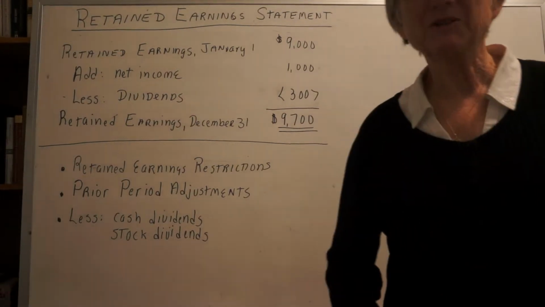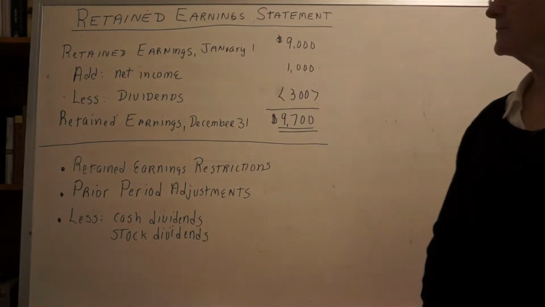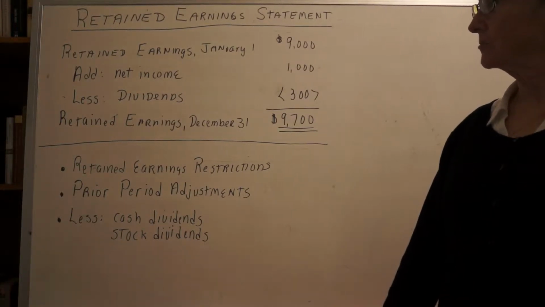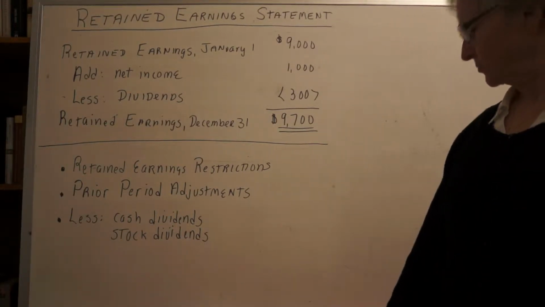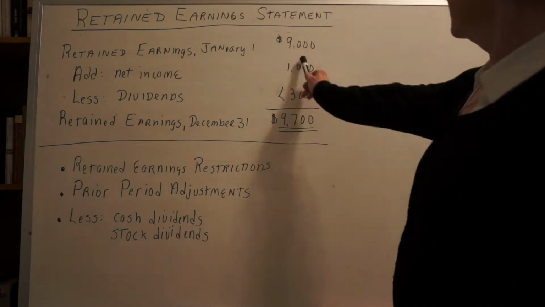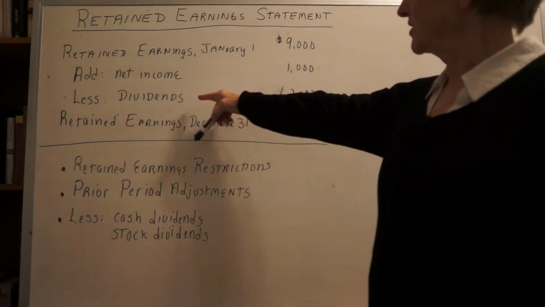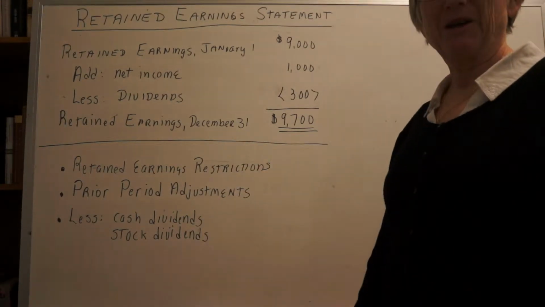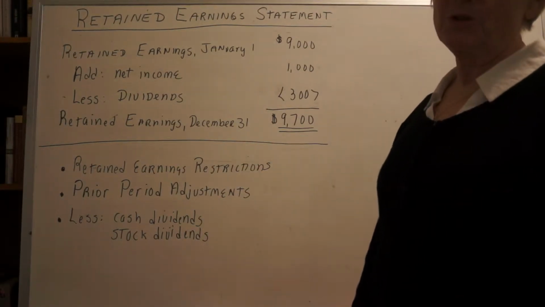So this is the retained earnings statement. The retained earnings statement that you know and love so far is right up there. We start off with the beginning retained earnings, we add the net income, we deduct dividends, and we end up with our ending retained earnings. That's what we know so far.